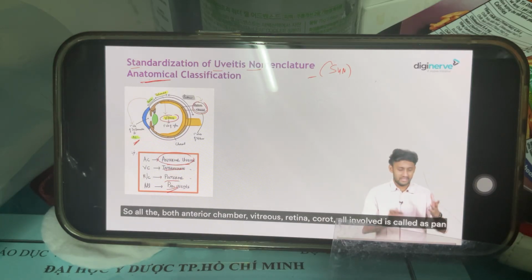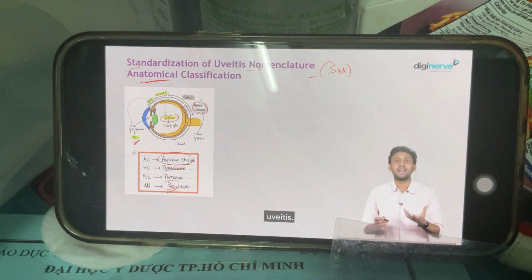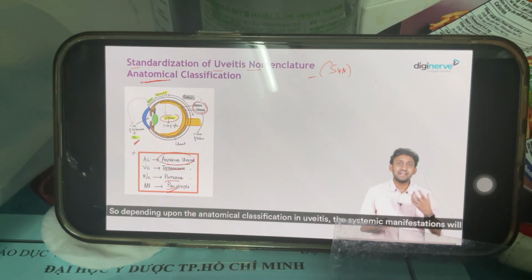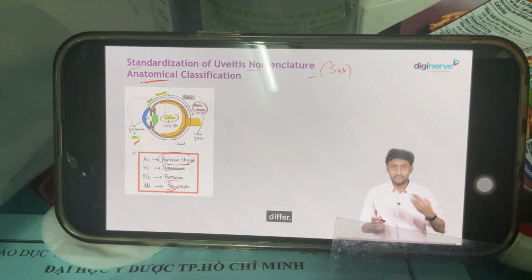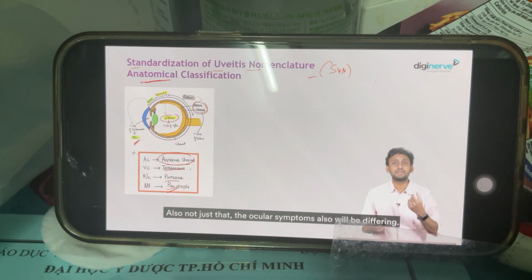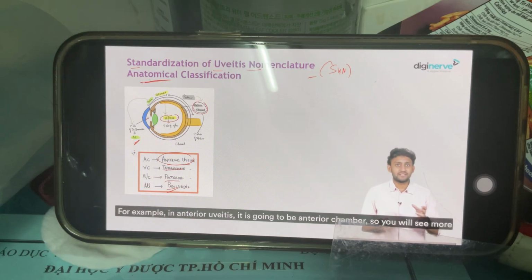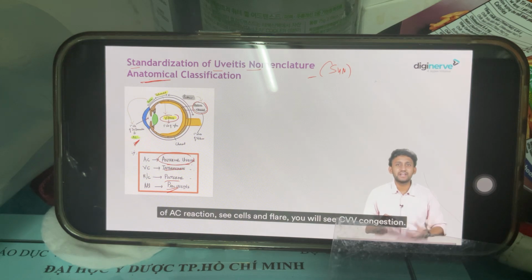So when the anterior chamber, vitreous, retina, and choroid are all involved, it is called pan-uveitis. Depending upon the anatomical classification of uveitis, the systemic manifestations will differ. Also, not just that, the ocular symptoms will also differ. For example, anterior uveitis involves the anterior chamber, so you will see more of AC reaction, cells and flare, and ciliary congestion.